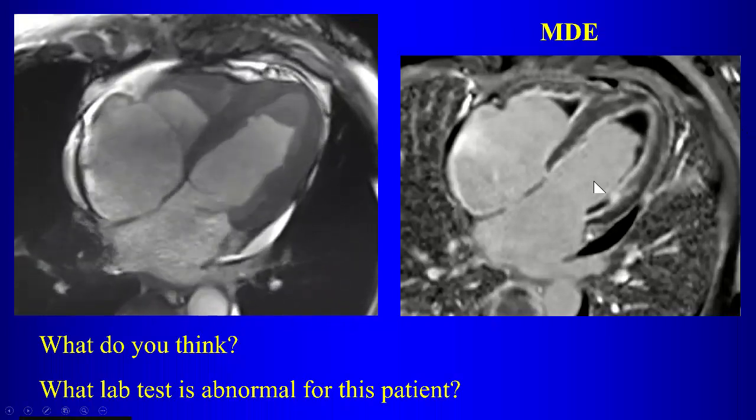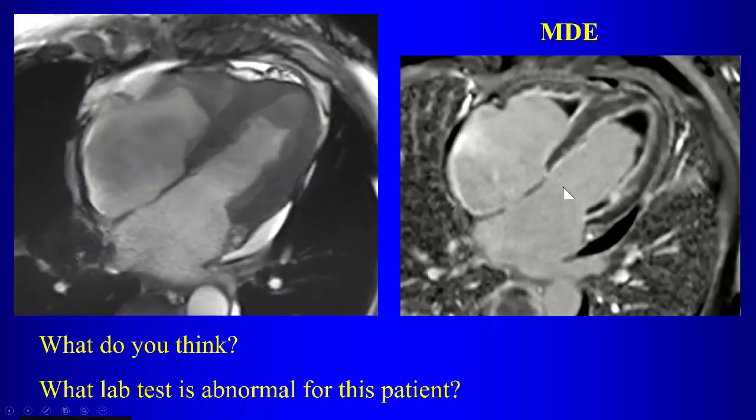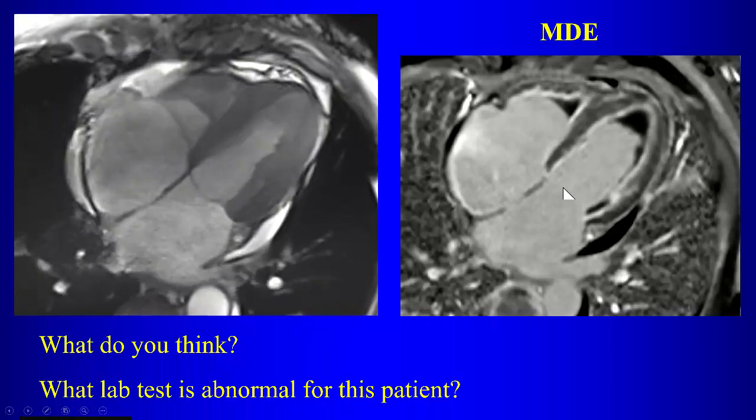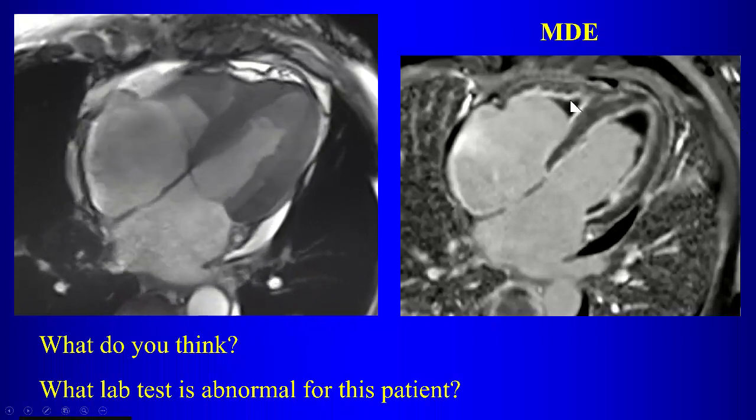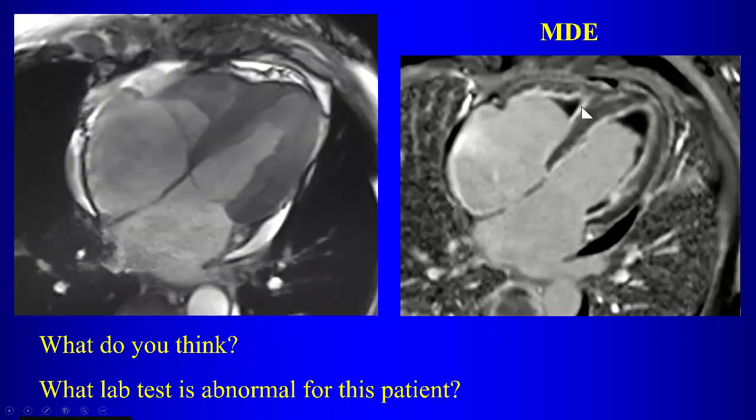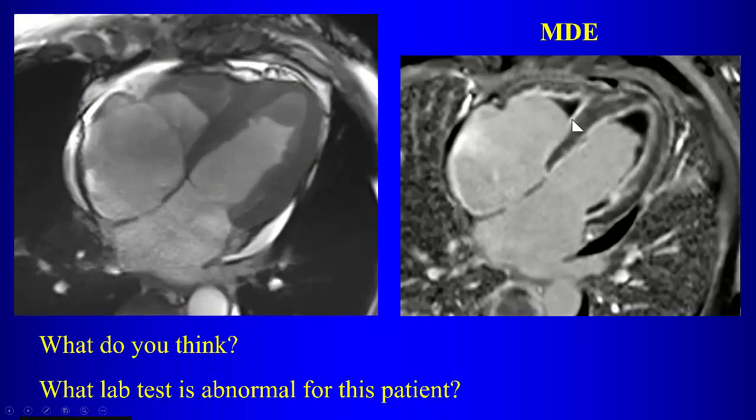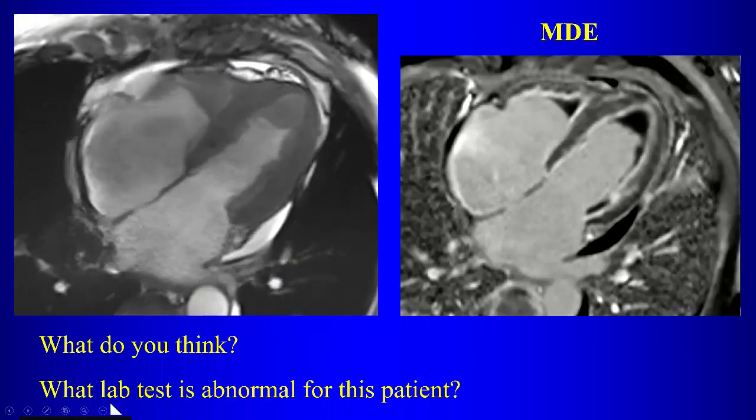Well, is there anything else abnormal though? What about the right ventricle? The right atrial dilatation as well. Yeah, the right ventricle also has a thrombus here in the apex. And there's also subendocardial enhancement here. Okay? So my question for you, what lab test would be abnormal for this patient?